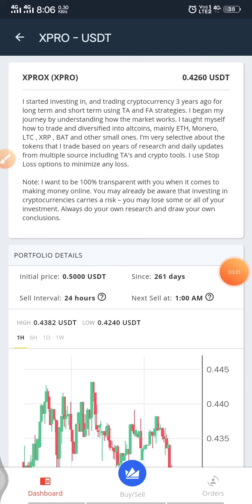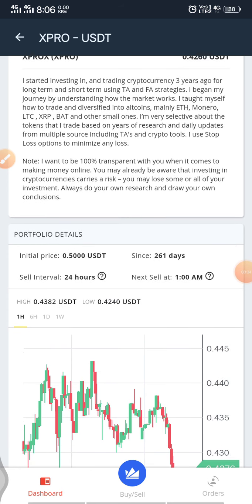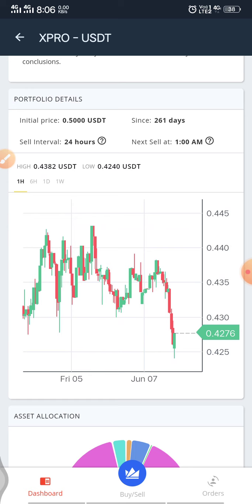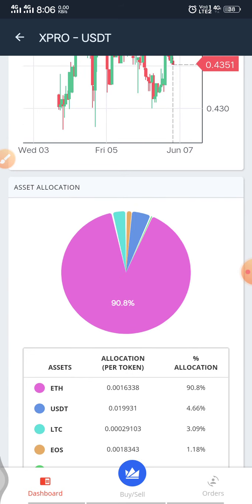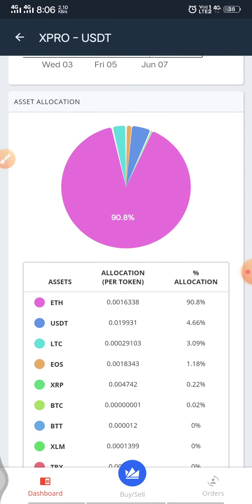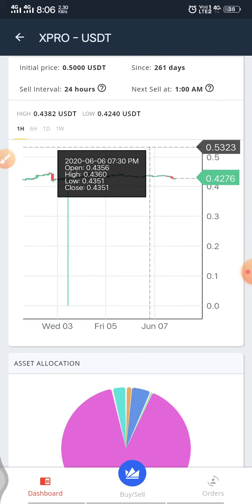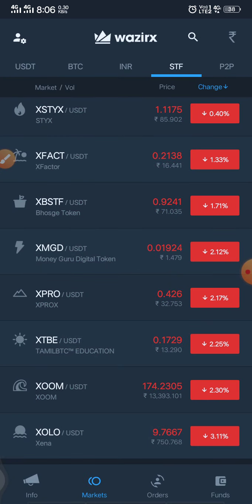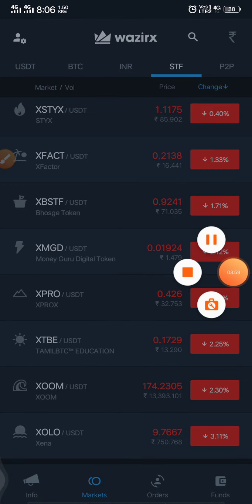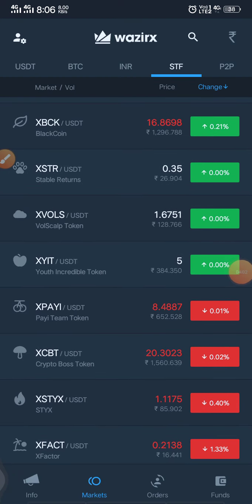So you can read here about the XPRO. All details are available there. You can see his portfolio and investment. Right now, 90% of his investment is in Ethereum only. So it is the best option if you don't want to trade anytime. You just need to buy his token and wait. Once you see your portfolio is scanned, you can also exit from there.